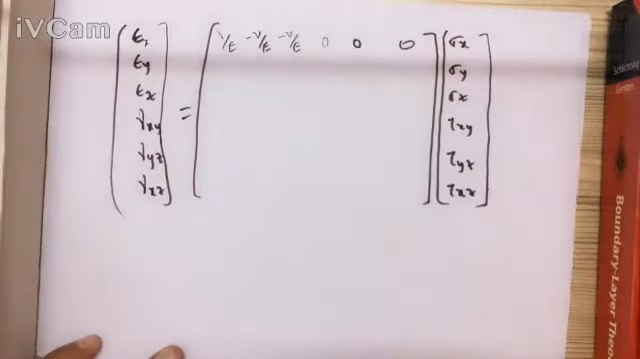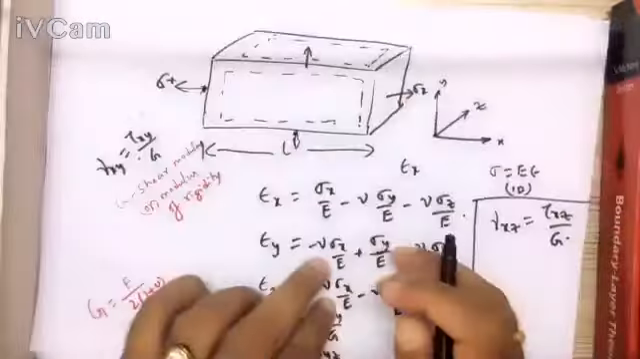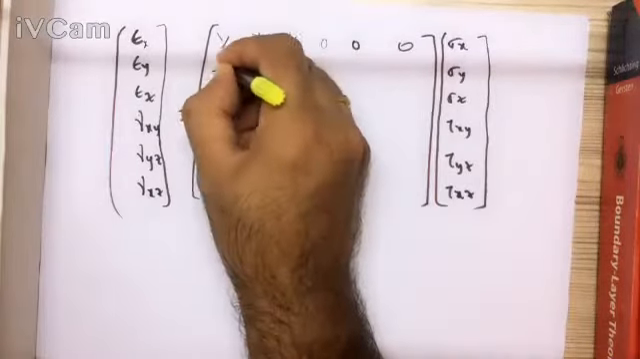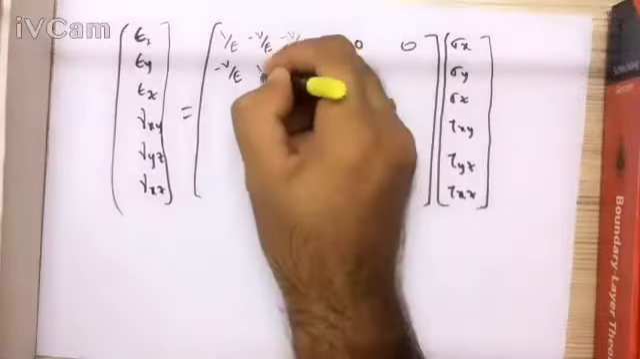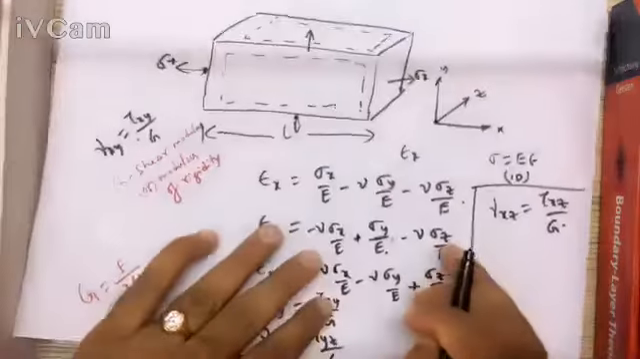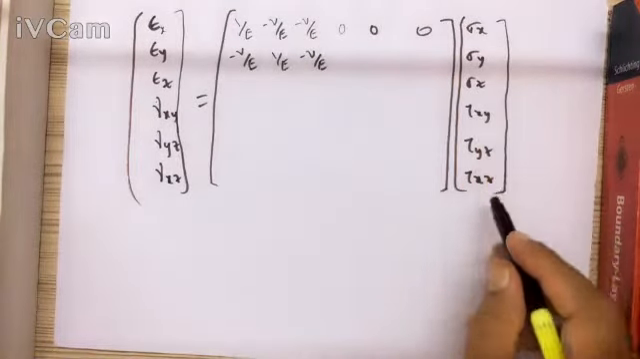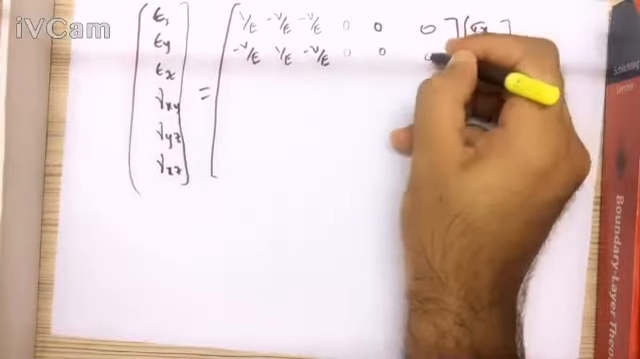Right? Now, what is the coefficient of sigma x in epsilon y? Minus nu by E. What is the coefficient of sigma y in epsilon y? 1 by E. What is the coefficient of sigma z in epsilon y? Minus nu by E. I do not have tau xy, tau yz, tau xz terms in epsilon y, so that becomes 0, 0, 0.